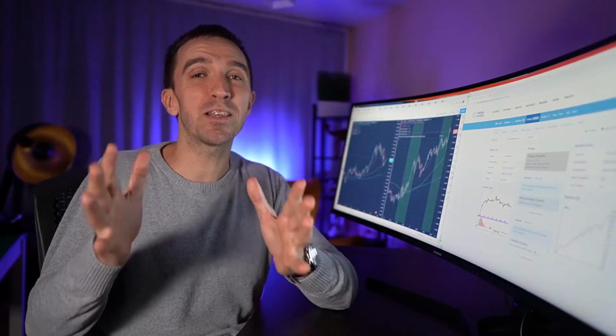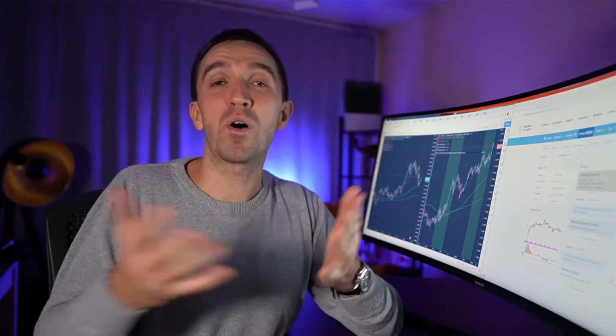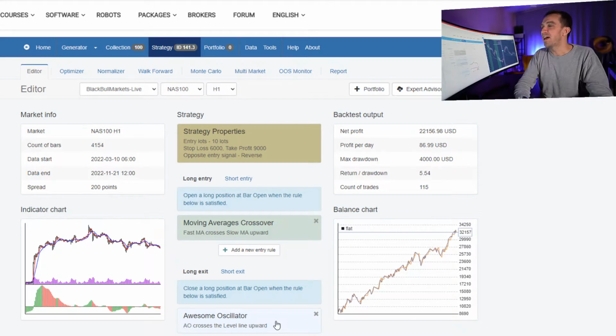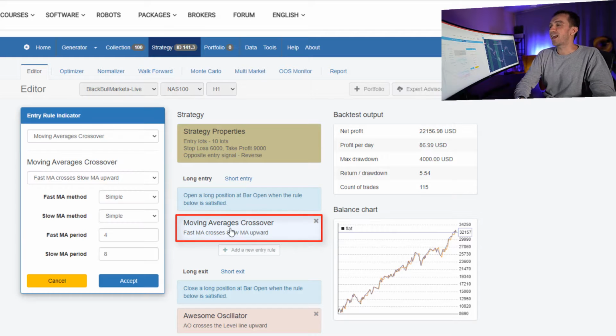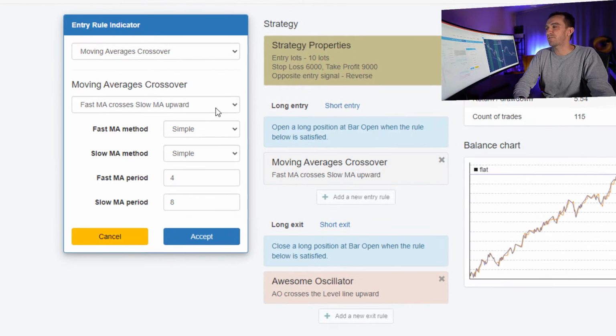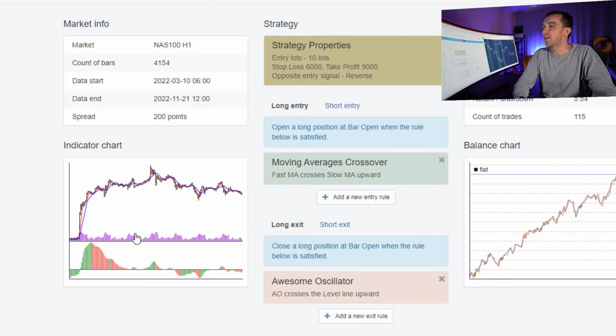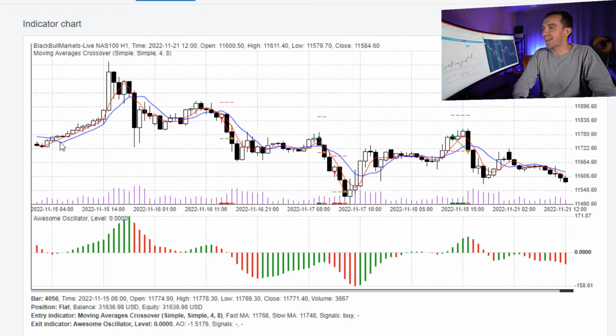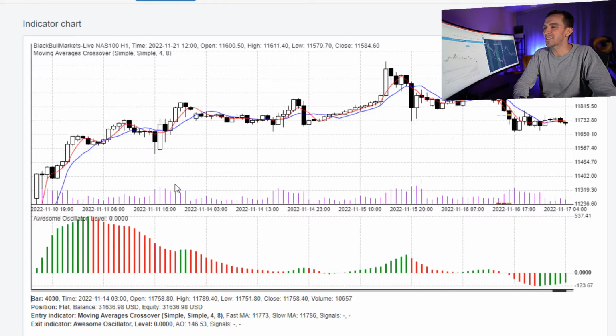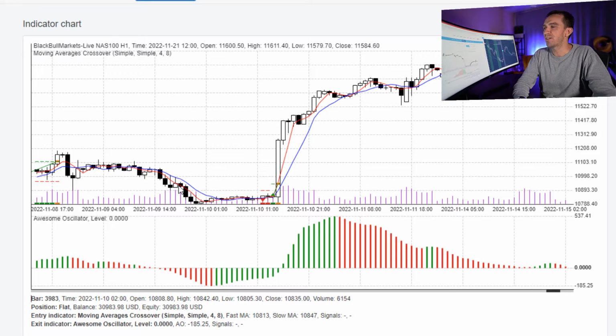So let me explain exactly what is the strategy behind the robot, or what are the rules that make this NASDAQ Expert Advisor open and close trades, so you can decide for yourself if this is a strategy you want to be trading with. The entry rule is that the fast moving average should cross the slow moving average upward. And check this out, we have 4 and 8, fast moving average period of 4, slow moving average period of 8. So whenever the 4 crosses the 8 upwards, we have a buy signal. If it crosses downwards, we have a sell signal.